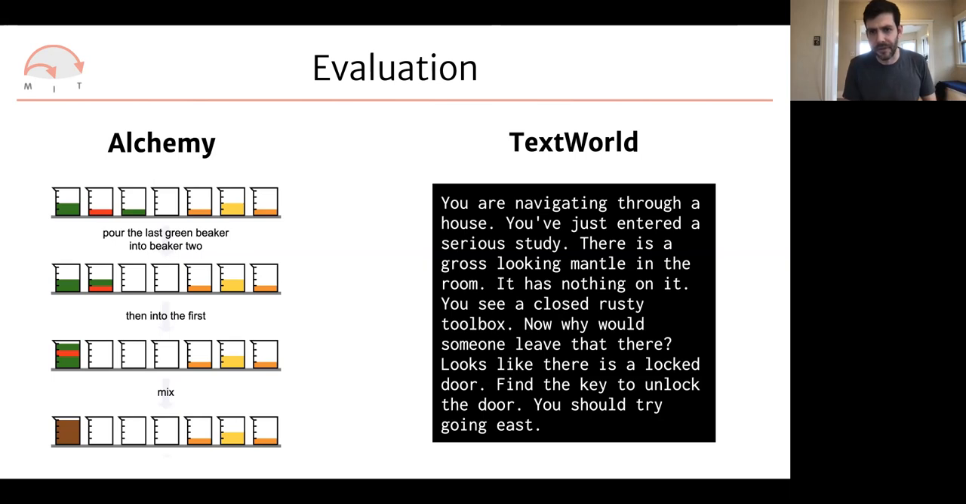And then we're also going to look at this text world, like text adventure game, data set, where you're walking around a house and the set of actions that are available to you depend on where you're standing in the house. And again, there are various not explicitly described state changes that are affected by actions that you've taken in the past.